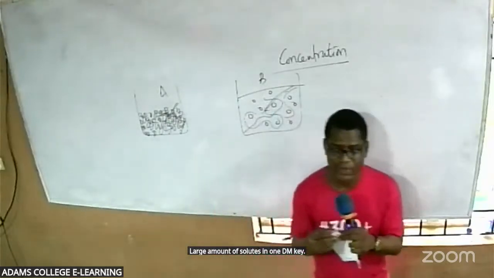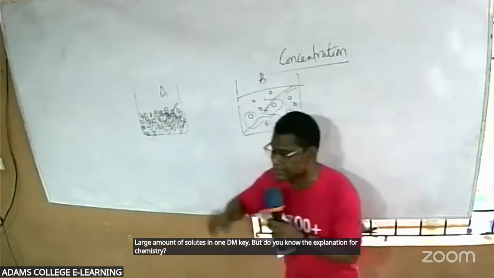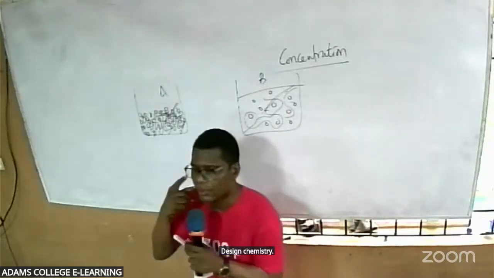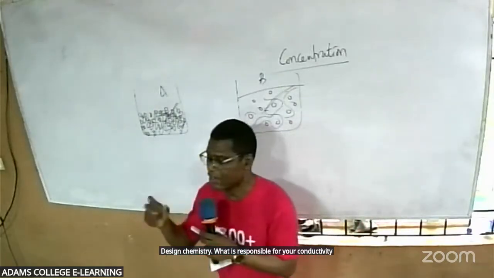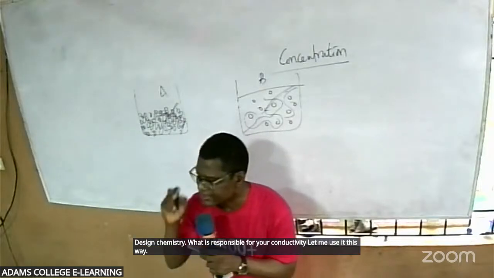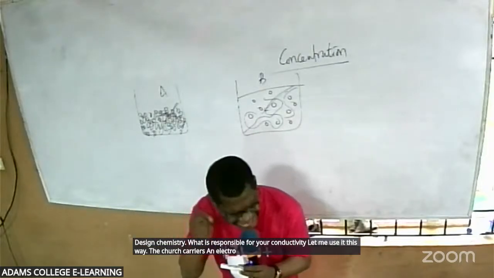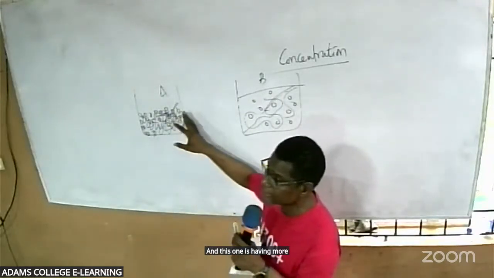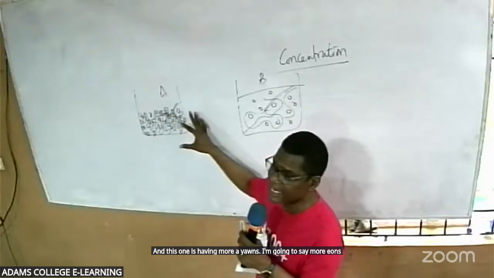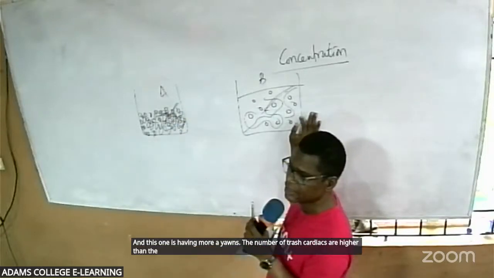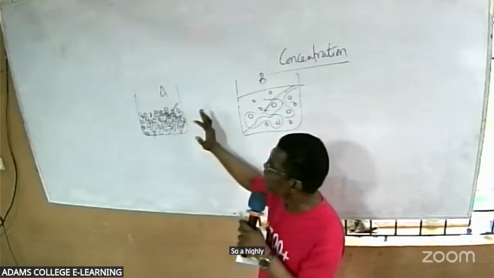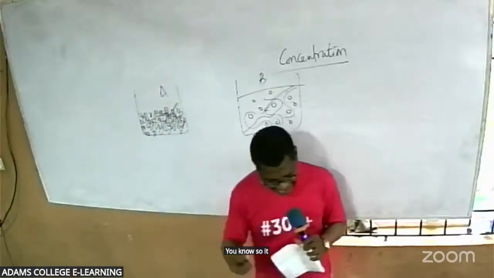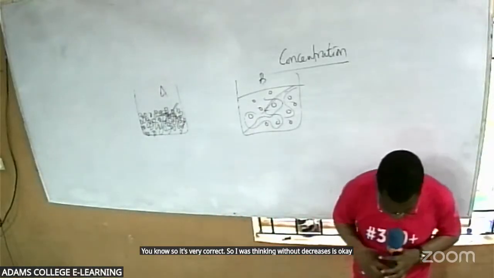But do you know the explanation for chemistry? Why this one may be a bit right is that in chemistry, what is responsible for conductivity is the charge carriers. The charge carriers in an electrolyte are called what? Hydrated ions. And this one is having more ions, so the number of charge carriers here is higher than the number of charge carriers here. So a highly concentrated solution will have a higher conductivity. So it's very correct. So I will still give it that decreases. It's okay. Decreases is still okay.